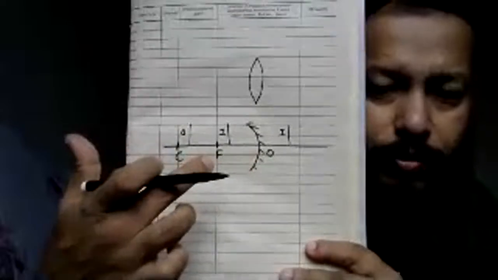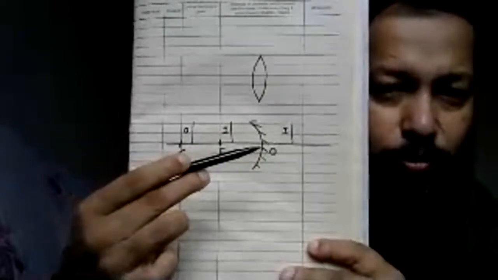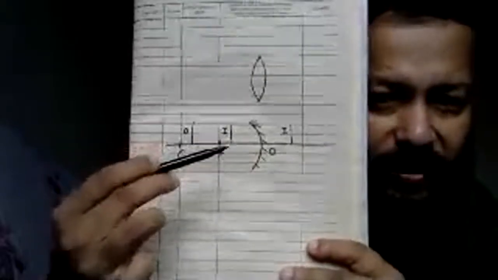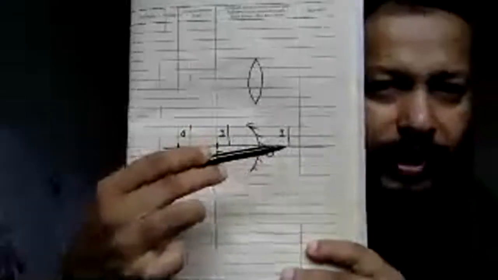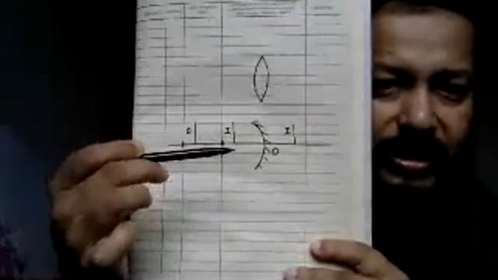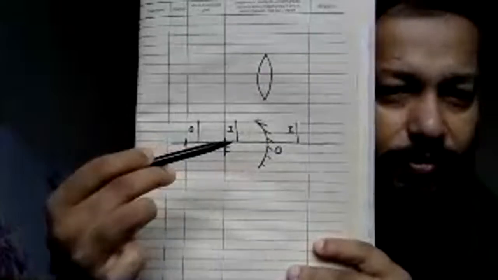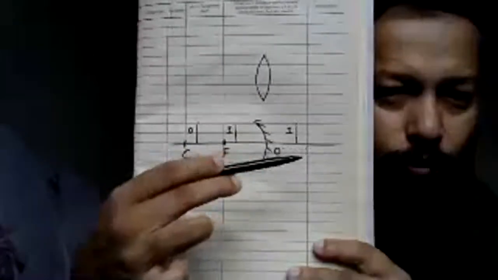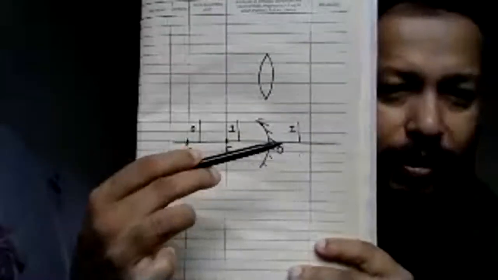Why have I drawn two images? Because the image may form here in front of the mirror, or the image may form at the back of the mirror. Either this side or that side, anywhere it may form. Now, we know that object distance and image distance we always measure from the optical center.